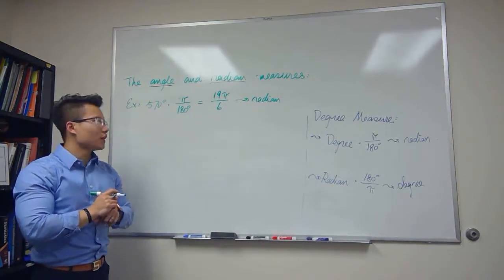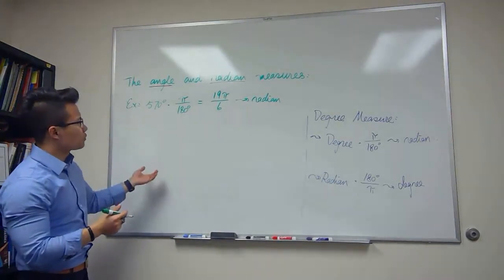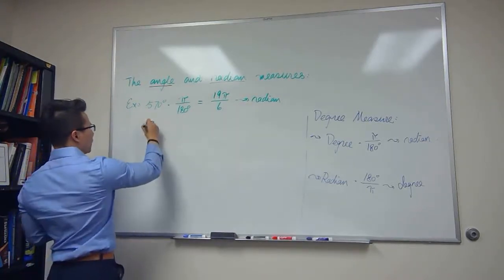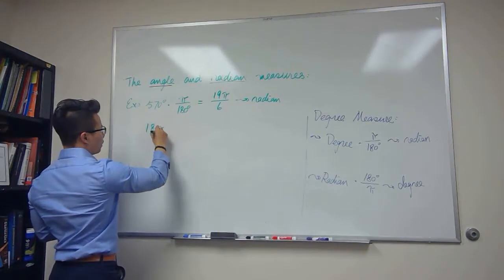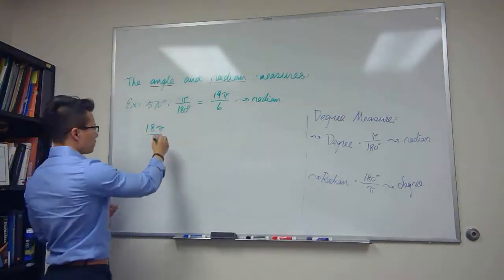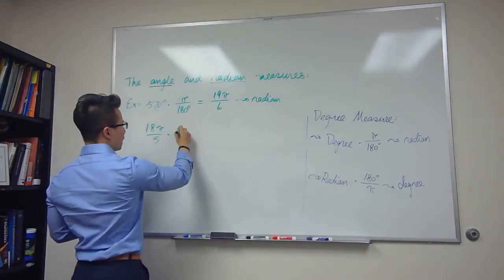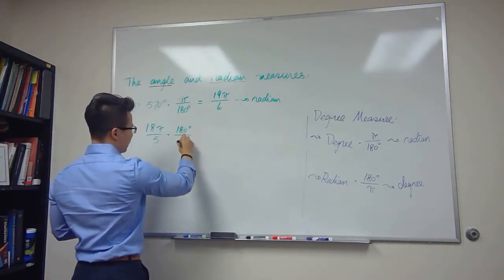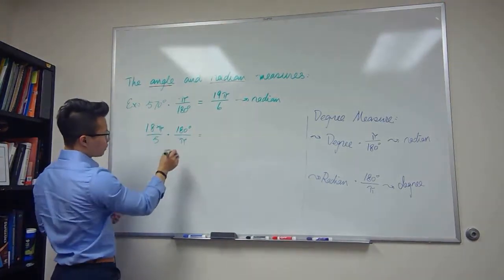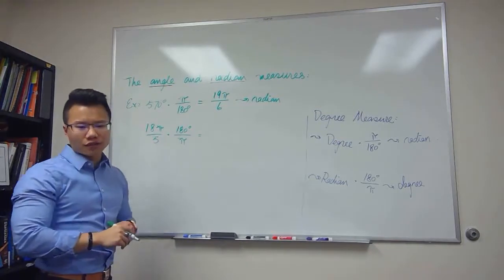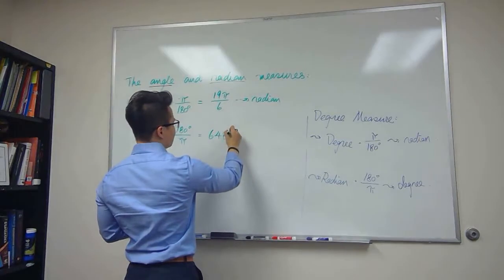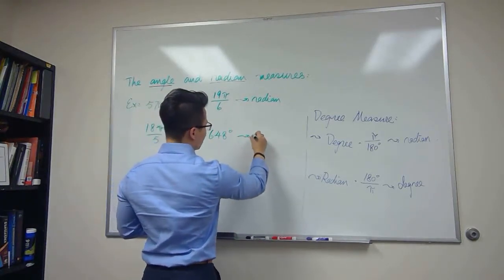Okay, so the next one is, how do we change from radians to degree? So if we're starting with something different, like we start with 18 pi over 5, how do we change that into degree? What we do is times 180 degree over pi. If you do that, and then the pi and pi cross out, you simplify a little bit on top, you should be able to get 648 degree. So this is a degree.